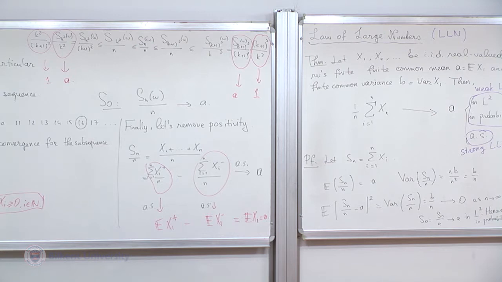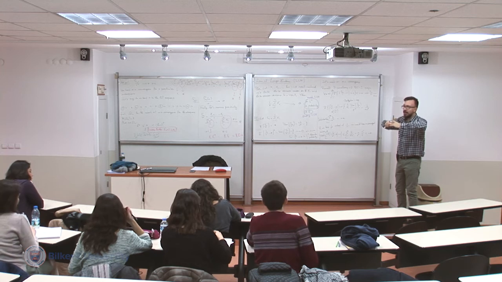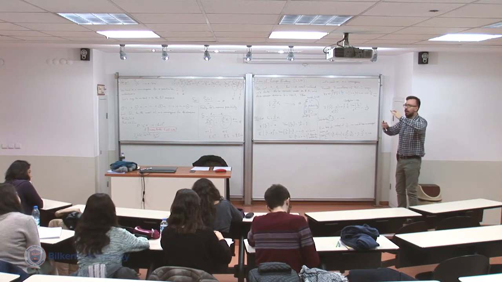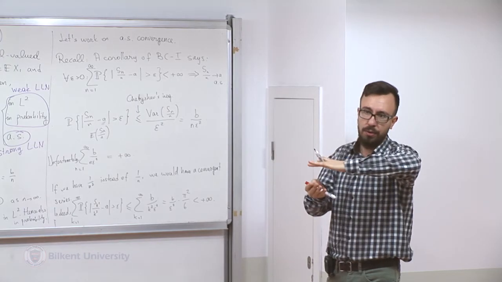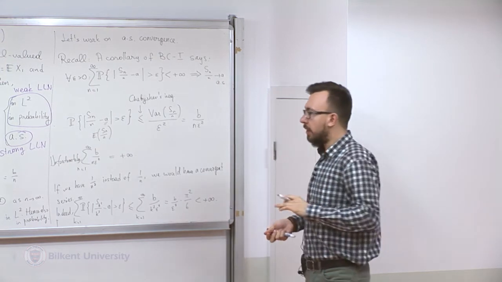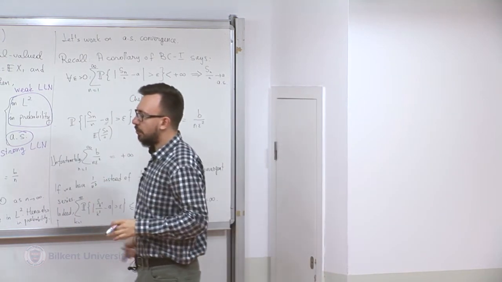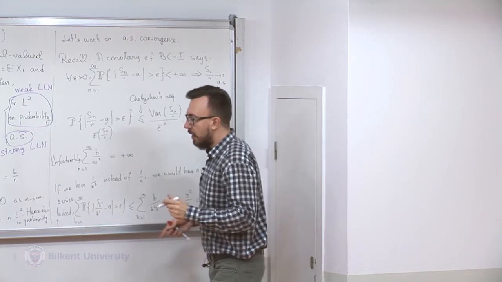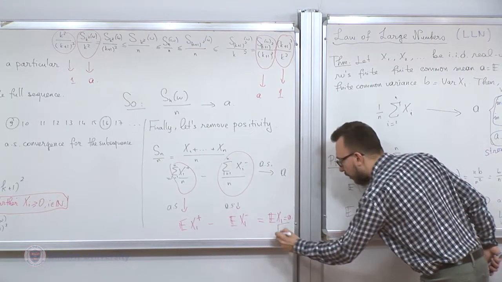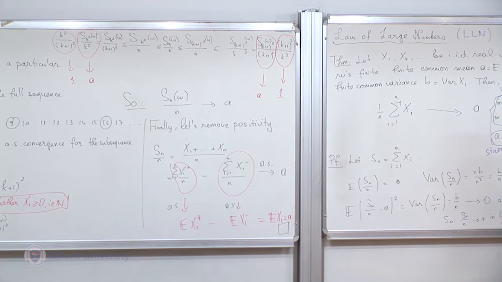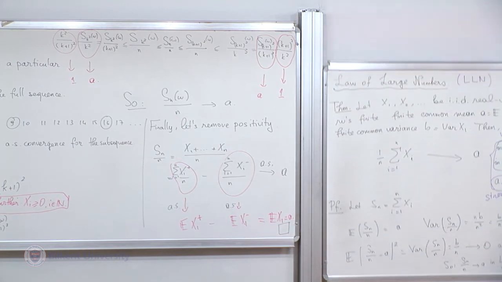So for the positive parts, you have almost sure convergence. For the negative parts, you have almost sure convergence. Just intersect the two sets on which you have almost sure convergence. Then the intersection is another almost sure set on which you have convergence for both parts, right? So the intersection of two almost sure events is another almost sure event. And this finishes the proof of law of large numbers, strong and weak.